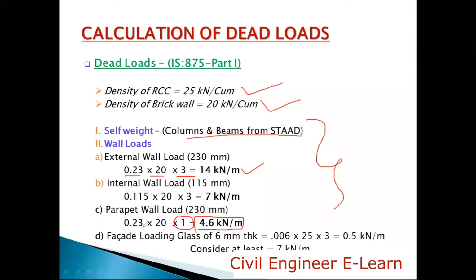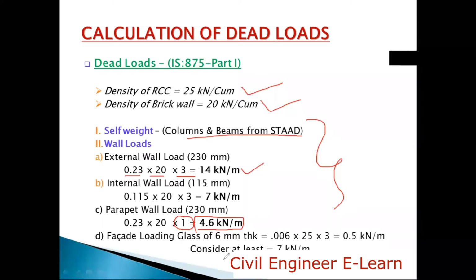And then there is a facade loading. Glass thickness can be around 4 mm, 5 mm, 6 mm, 8 mm also, depending on the panel size. So let us consider it as 6 mm, 6 divided by 1000 in terms of meters, and then 25 is the glass density, and 3 is the 3 meter height. Every floor height is 3 meters, which gives around 0.5 kN per meter. So that is why this facade loading is not really so significant.